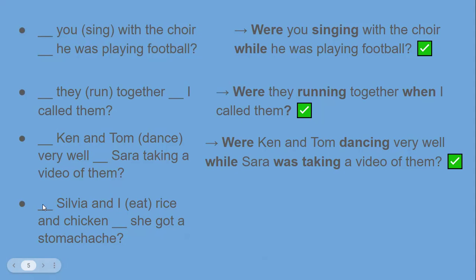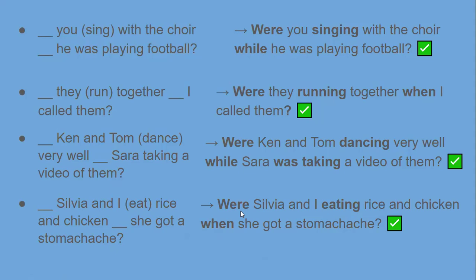So for the subject we use the past verb to be, were. Okay, and our verb needs to end with an ing. Okay, and the second action is in the simple past, which means I should connect the first action to the second using when. The correct sentence therefore becomes, were Sylvia and I eating rice and chicken when she got a stomach ache? Right.